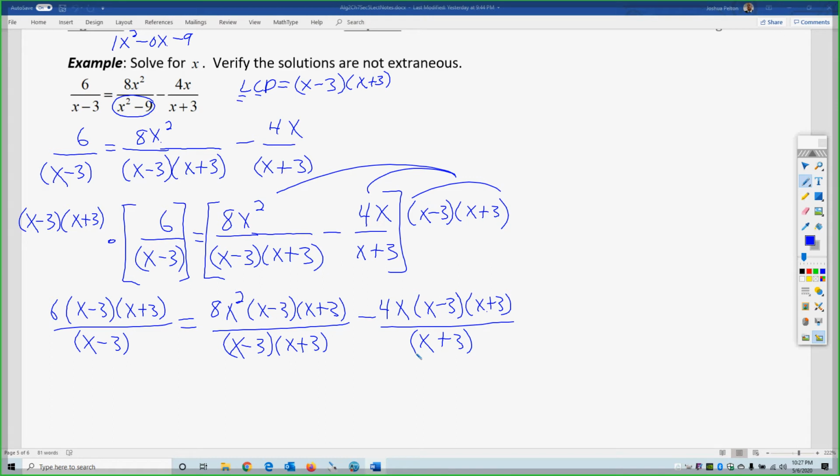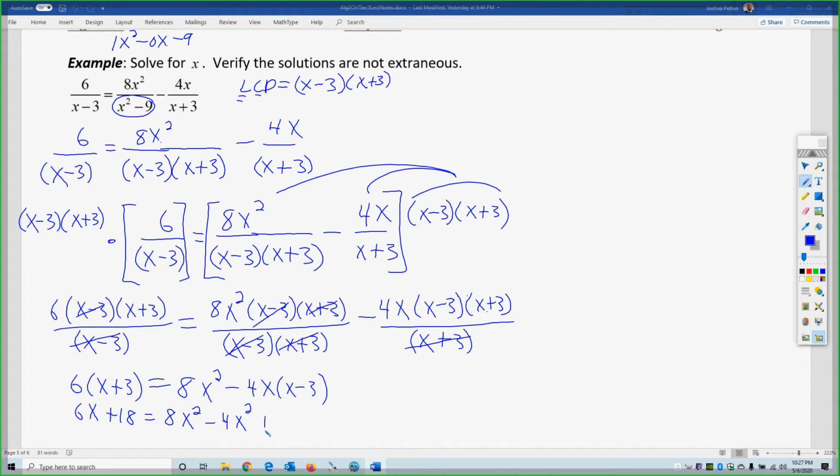Okay, starting on the left-hand side, the x minus 3's cancel. So left with 6 times x plus 3 equals, cancel, cancel, cancel, cancel, 8x squared. That's it. Next one, the x plus 3's cancel. So left with negative 4x times x minus 3. Okay, so I think we're good so far. So we'll do some distribution. So you have 6x plus 18 equals 8x squared minus 4x squared plus 12x.